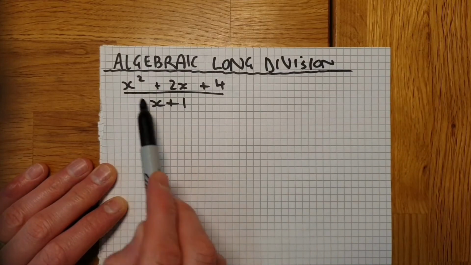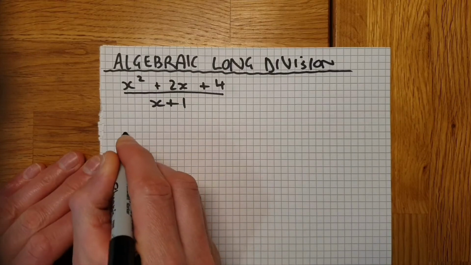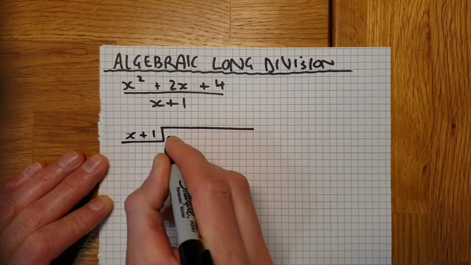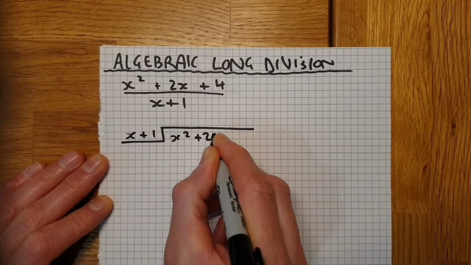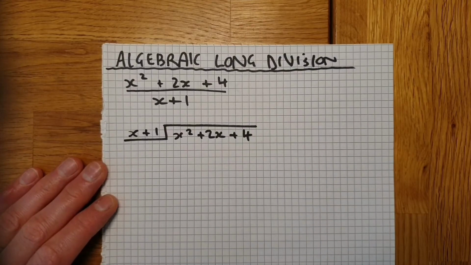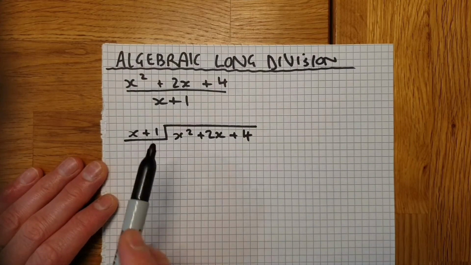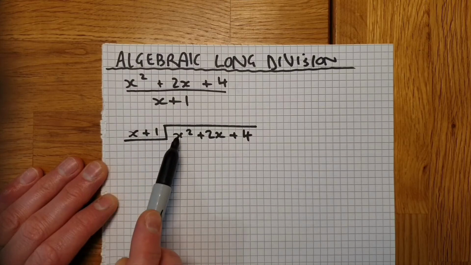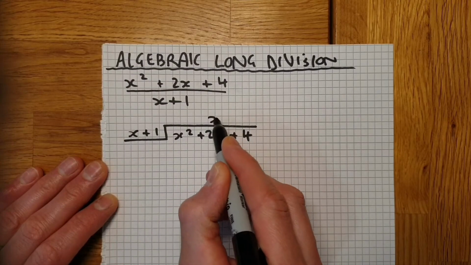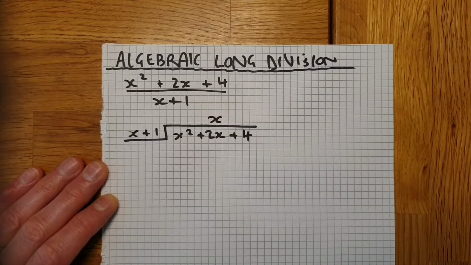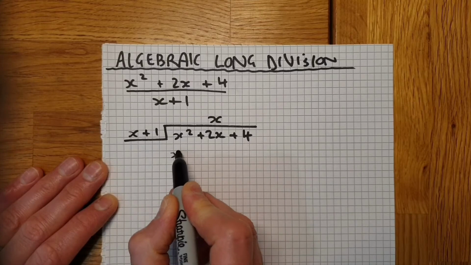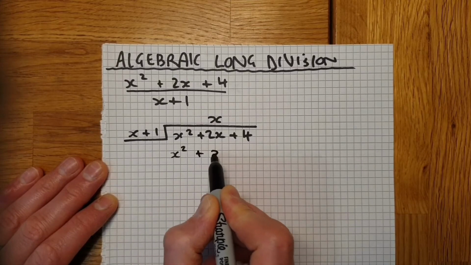So if you want to divide this down, what we do is we put x plus 1 at the front, and then x squared plus 2x plus 4. So just laying it out like a regular division that you've seen before. Then what we have to do is think, what would we multiply x by to make x squared? Well, you would just multiply it by x, so you put it above the x's there. So just a single x is what you'd multiply by. You then multiply this entire expression by x, so you get x squared plus x.